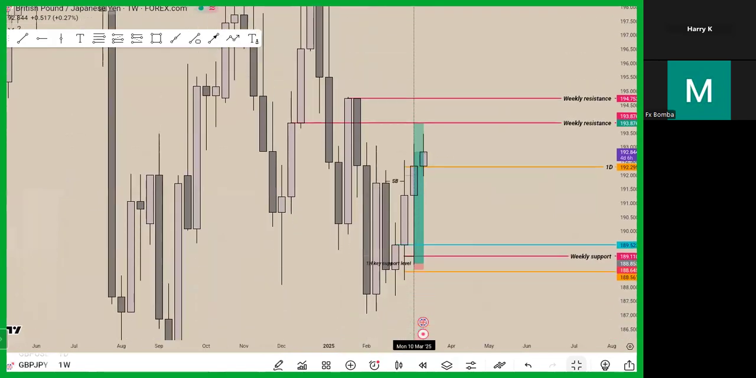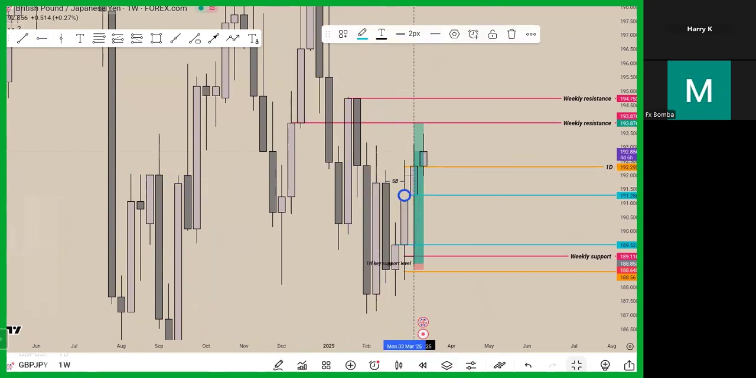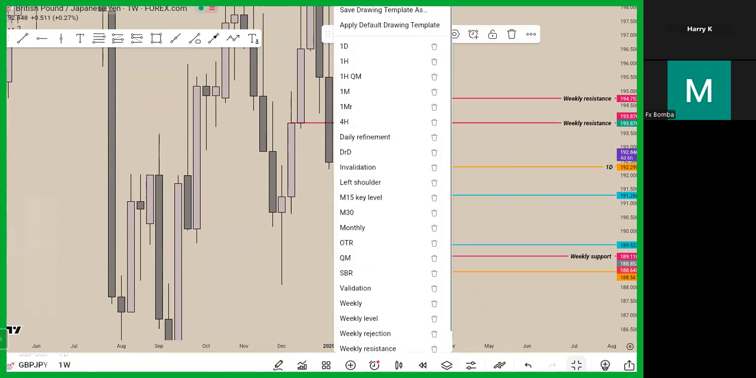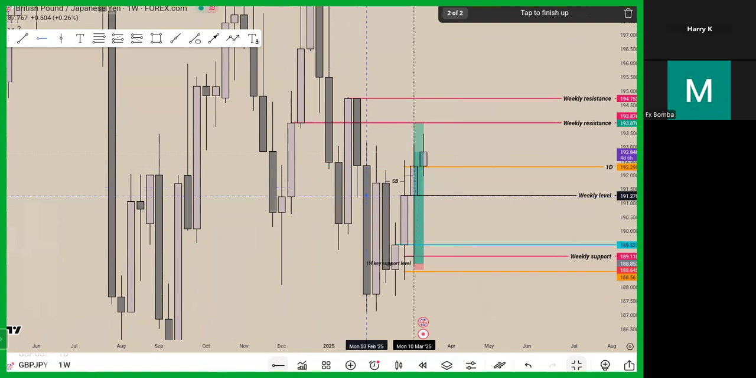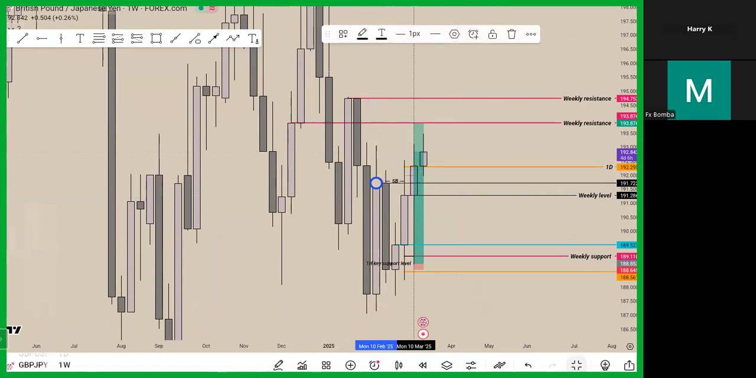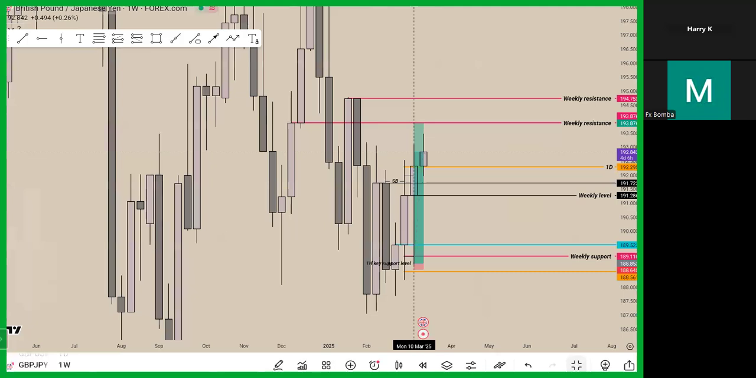Then we'll start marking our key levels. On the weekly, what do we have? We had this level. Let me make it black as a weekly level. We had that, then we had this. Was this one also a level? No, this one isn't a level. Those are the two levels that I could have marked.